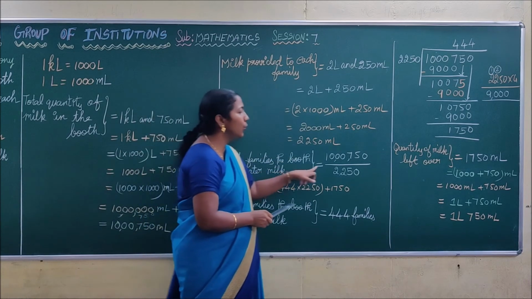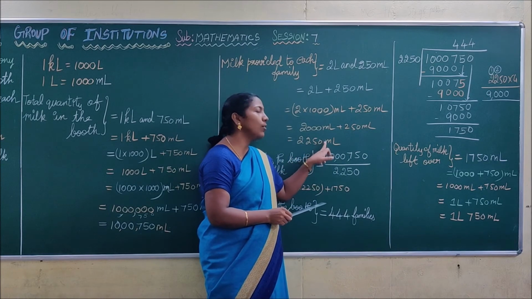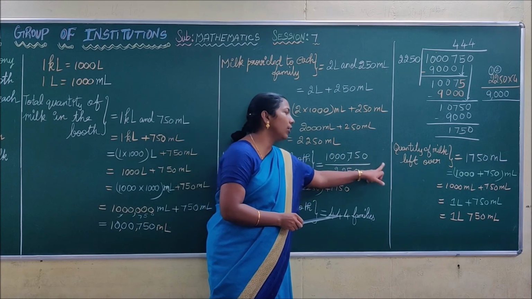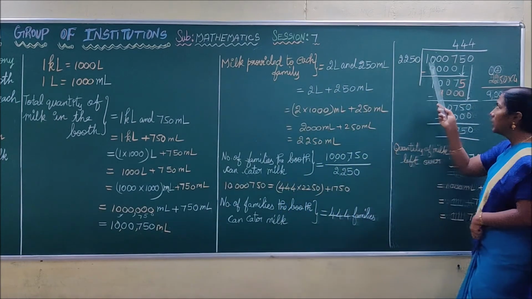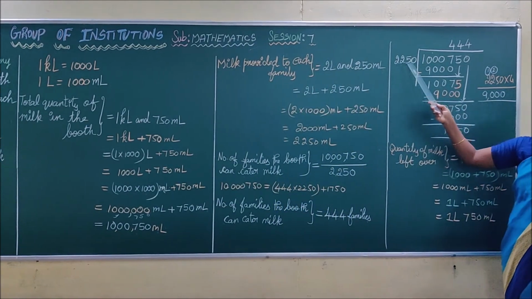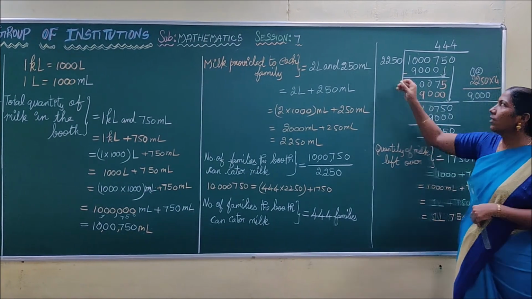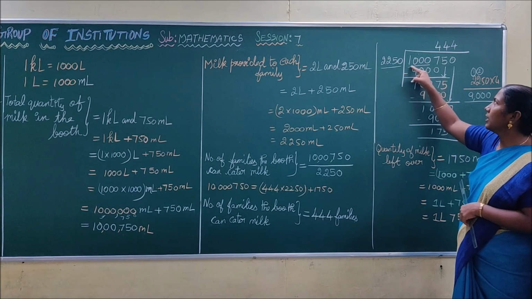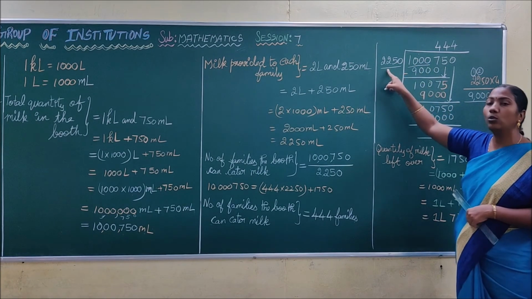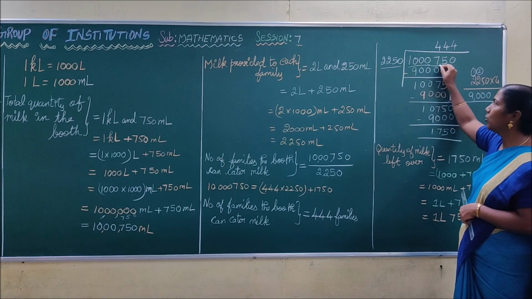For that, you have to divide the total quantity of milk by 2250. Okay. Here you need not write the unit. See the division part here. What is the divisor? 2250. What is the dividend? 10,750. Here we have 4 digits. So you are choosing the 4 digits first. But here it is 1000. Here we have 2000. So it is not enough. So again we are taking one more digit.